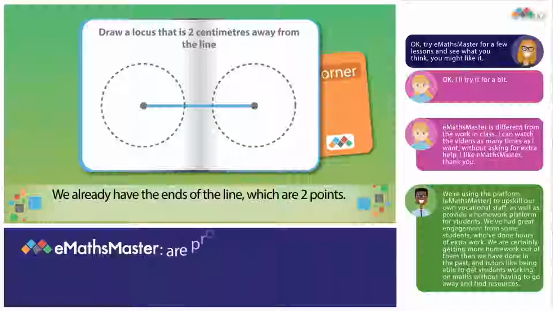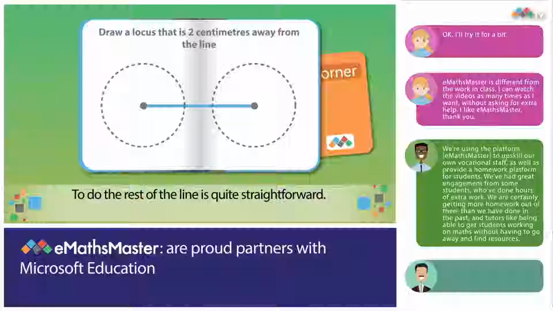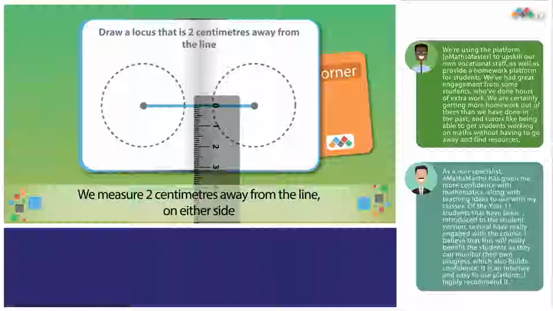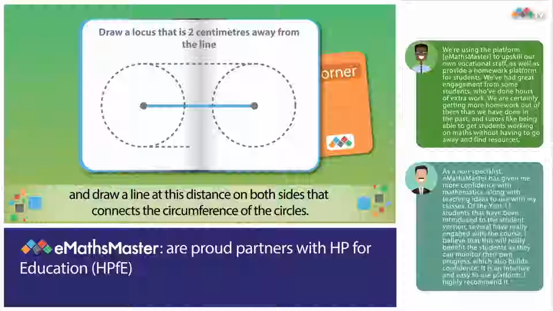We already have the ends of the line, which are 2 points. To do the rest of the line is quite straightforward. We measure 2 centimeters away from the line on either side and draw a line at this distance on both sides that connects the circumference of the circles.